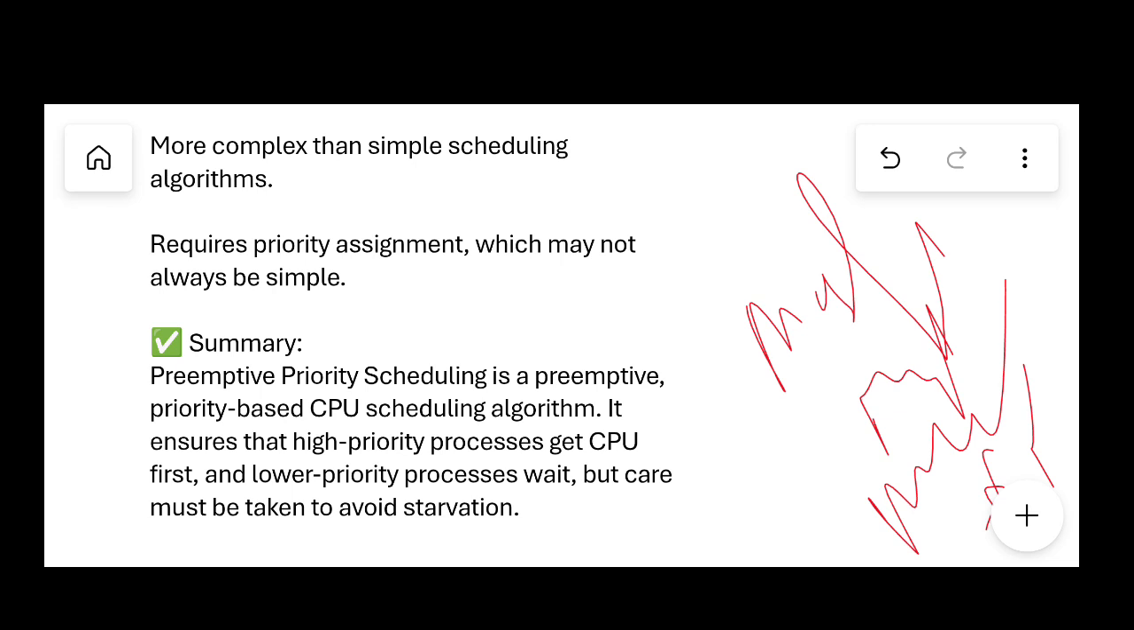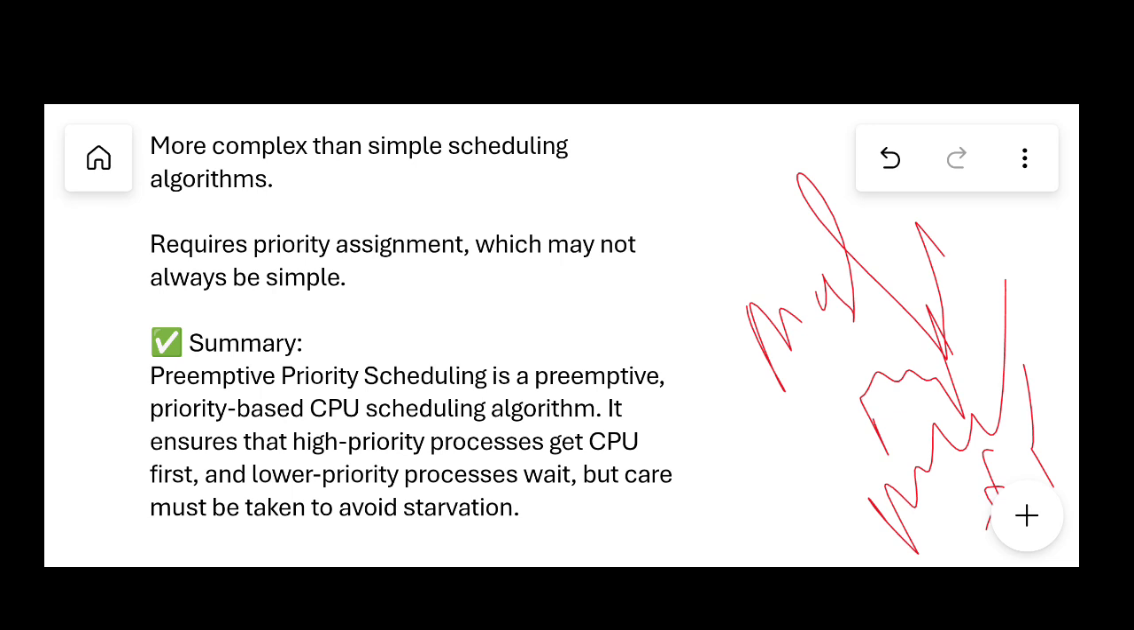So this is an important CPU scheduling technique used in systems where some processes are more critical than others. In preemptive priority scheduling, every process is assigned a priority, so the CPU always selects the process with the highest priority to execute first.